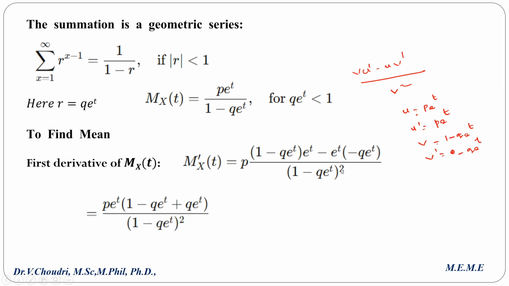Okay, now simplify this one. p e power t is common, so take it outside. 1 minus q e power t, minus into minus plus q into e power t.